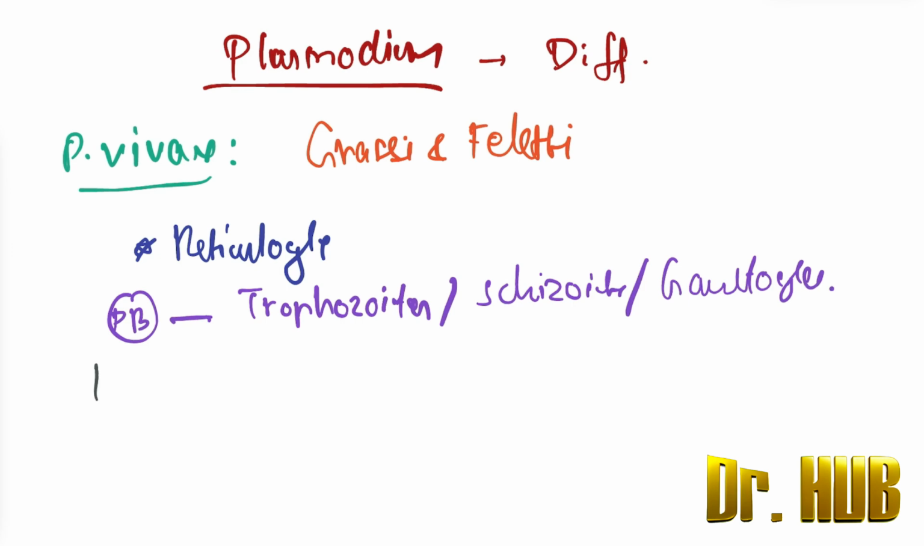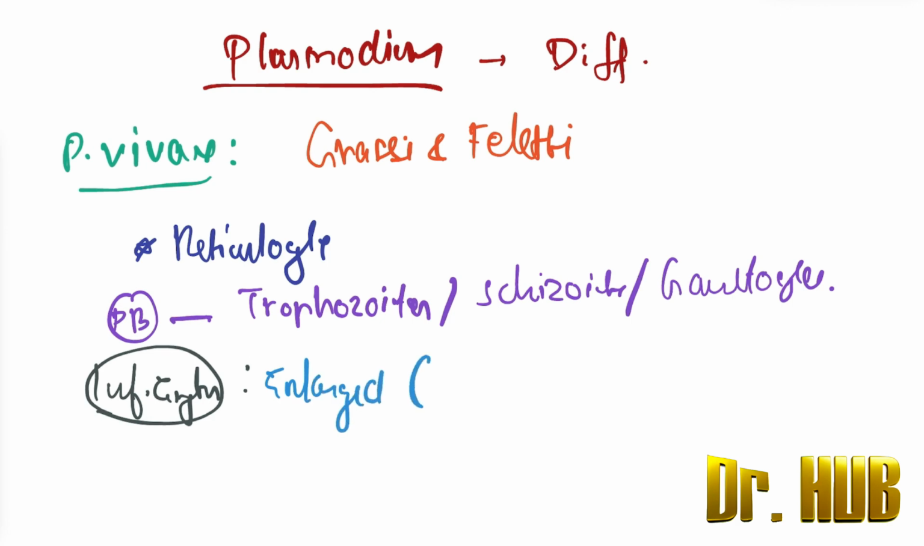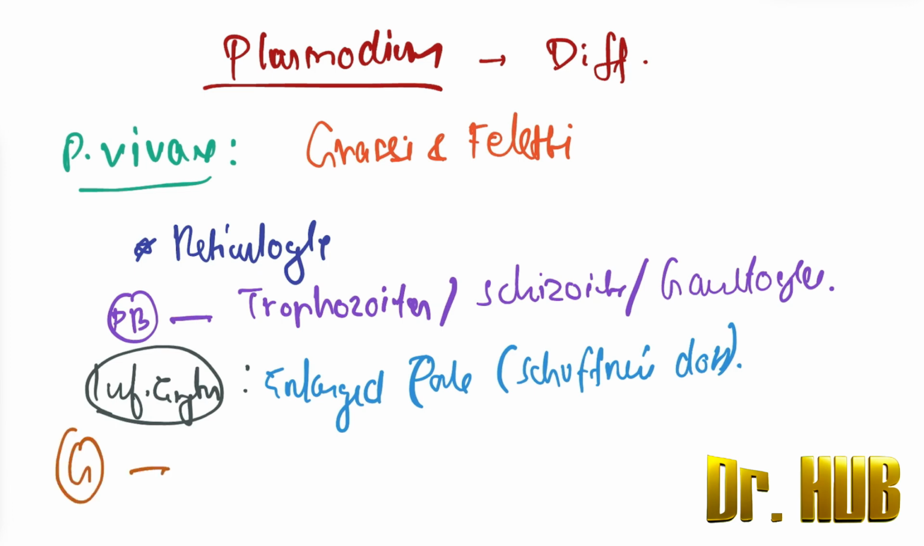Next we look at the infected erythrocytes. The infected erythrocytes are enlarged and pale, with the presence of Schüffner's dots. Then we look at the gametocytes. The gametocyte is spherical and it fills the cell.